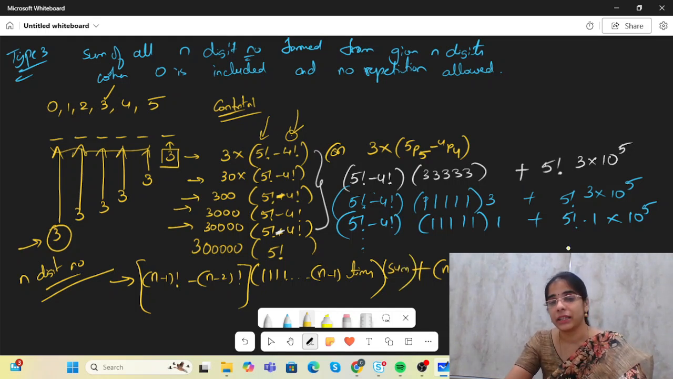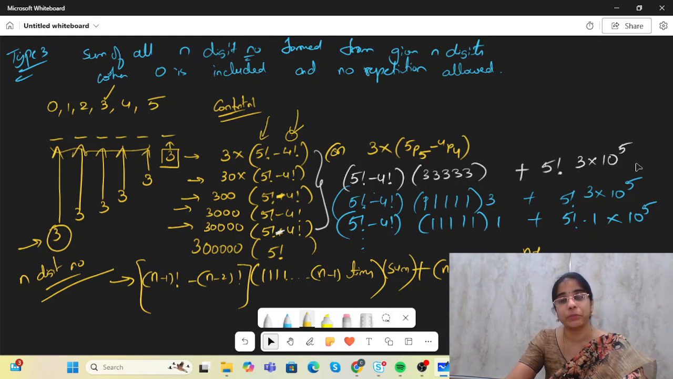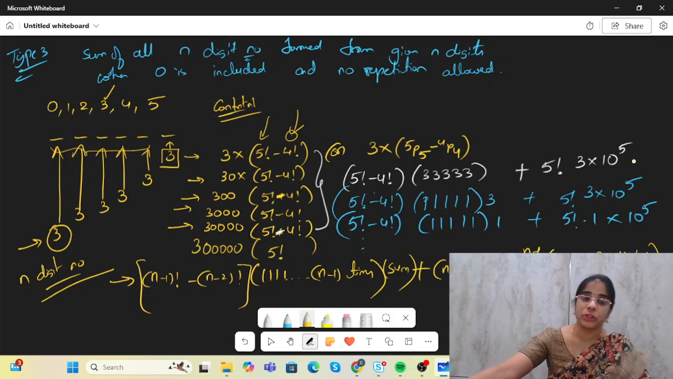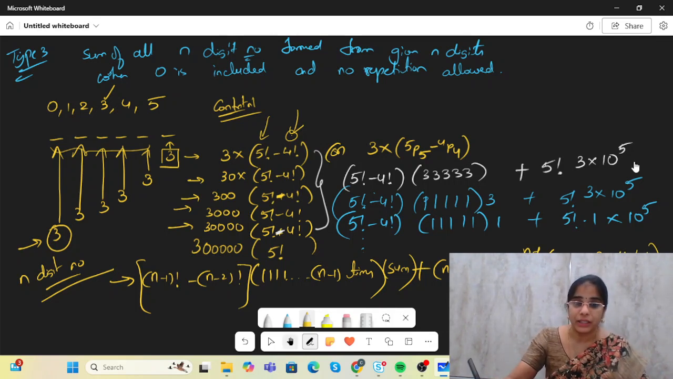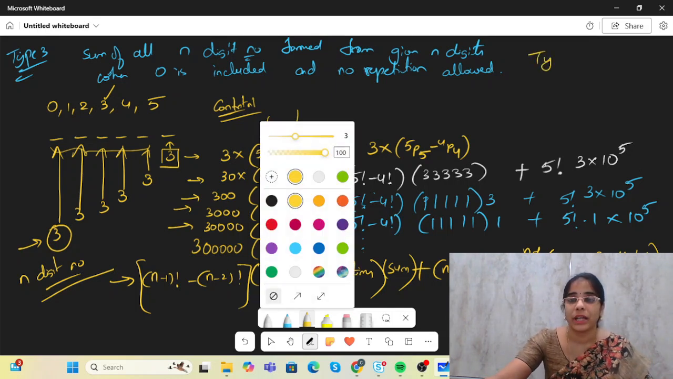And again plus another (n minus 1) factorial into 10 to the power (n minus 1), because when I have 6 digits there, I'll have 10 to the power 5 there, into the sum of all the digits, that is 1 plus 2 plus 3, the sum of all digits. This is the form I get for type 3 when 0 is included and without any repetition. Right?